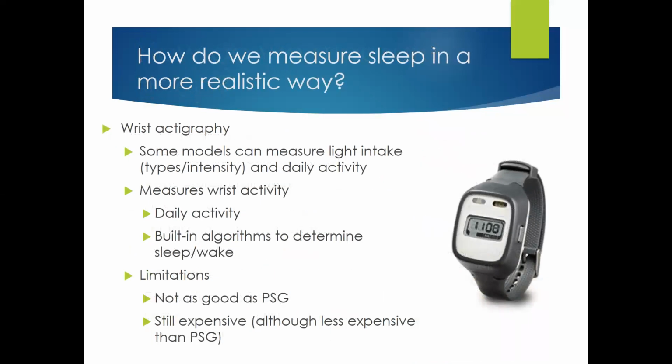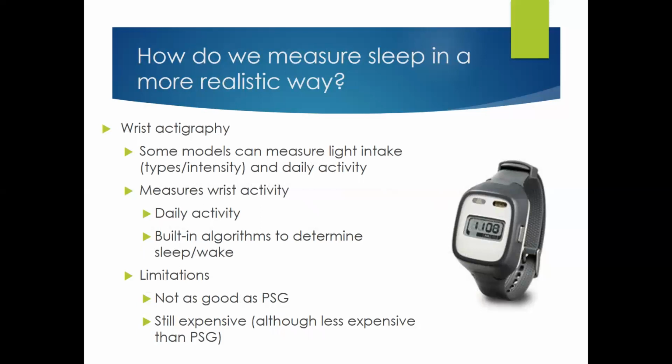So a way to get around that is really something kind of like a Fitbit, but much, much better and much more expensive. We call this actigraphy. You can do this around the waist, so you can have almost a belt that measures activity. And the simpler version is wrist actigraphy, which looks a lot like a Fitbit. It's a watch that you wear.